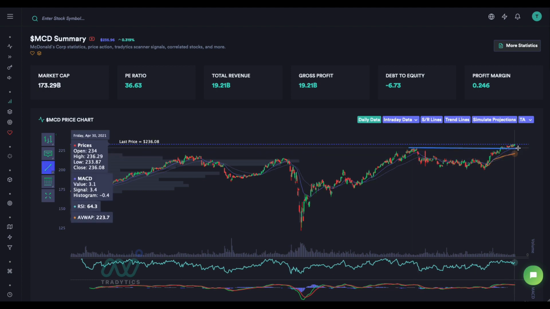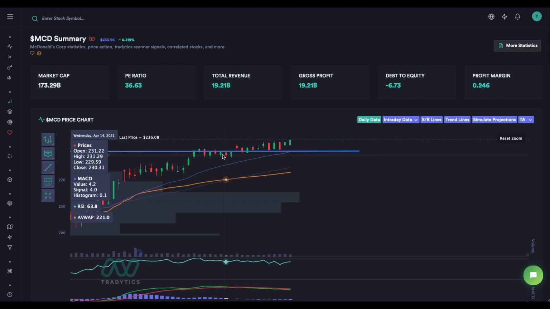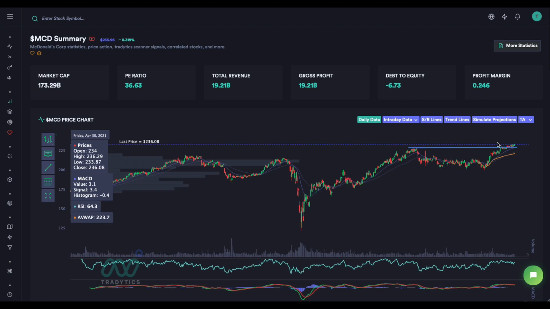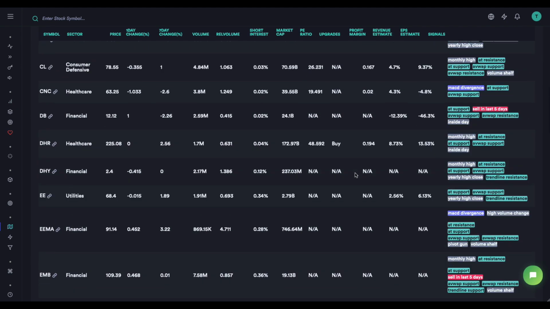I'll probably exit here if I had entered there, but since we waited here and then we just broke out of it, and now we are staying above this, I'll probably enter again, or at least exit partially here, and if we start going back down then I'll exit fully. But since we just crossed and now this is going to be a support level, I'd still keep half of my position because there is potential to go up even more now. So again, perfect setups here.